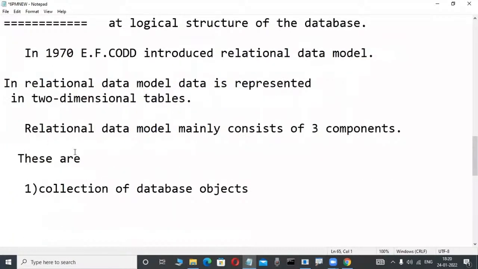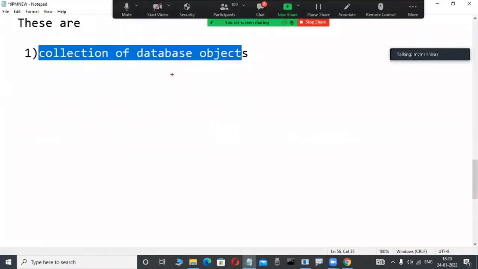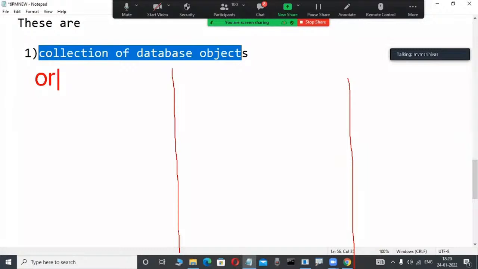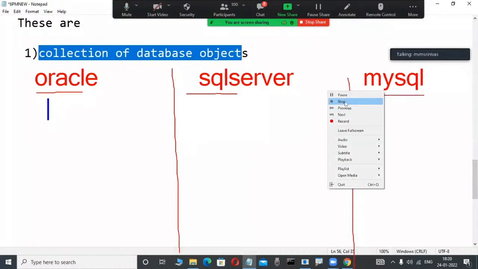Relational data model mainly consists of three components. The first one is a collection of database objects, which is dead easy. Even a first-time newcomer can understand. Oracle is a relational data model product, SQL Server is one, and MySQL is one from a different company. But in Oracle, which database objects are available? Maybe a first-time newcomer has an idea: table. A table holds data.